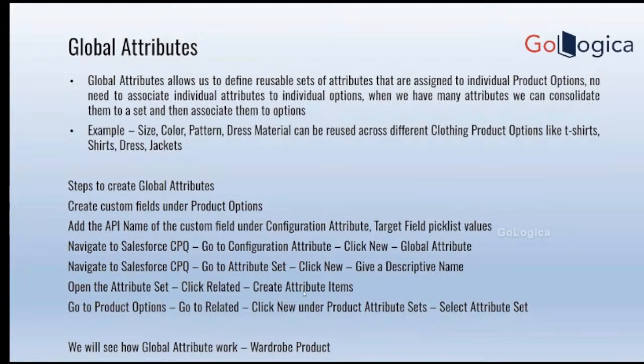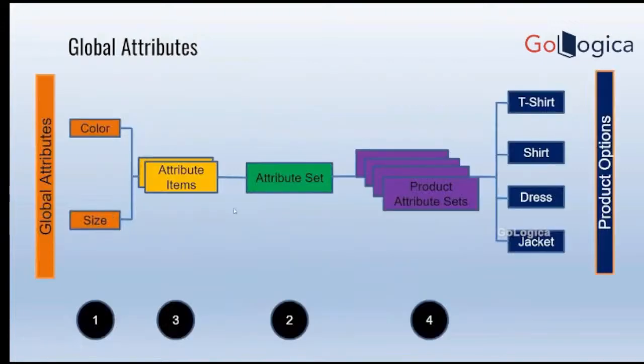Now if you go to the second slide, this is how it will look. So global attributes are color and size. So this is what we are creating at the first level. Okay. Then attribute items, then attribute sets. So attribute set is like how many types of colors and sizes are available. So size could be small, medium, large, double XL, all those types. Same goes for color: red, blue, green, orange, black.